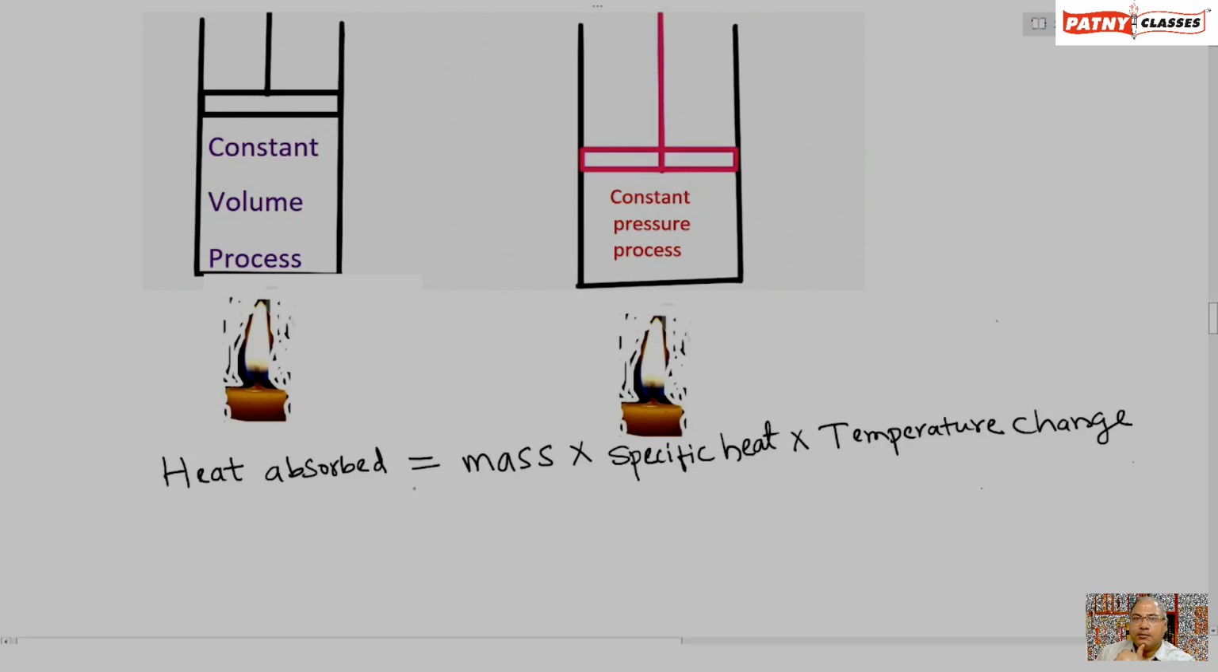In general, heat absorbed equals the product of mass, specific heat and temperature change. Here we are considering gases, so instead of mass, we shall be taking moles. The heat absorbed in the constant volume process, let us call dQ1, and the heat absorbed by the gas in the constant pressure process, let us call dQ2.